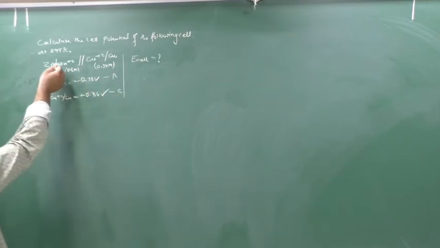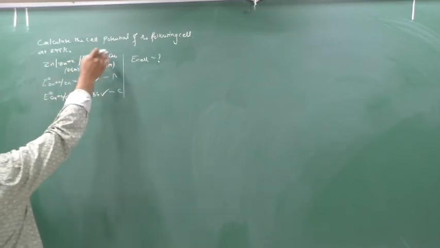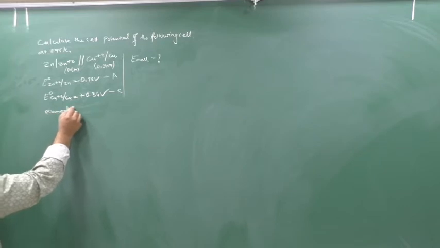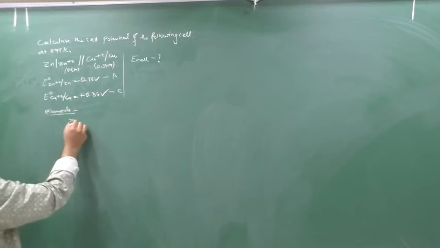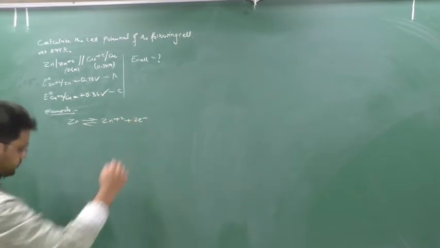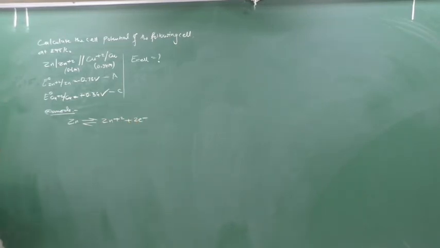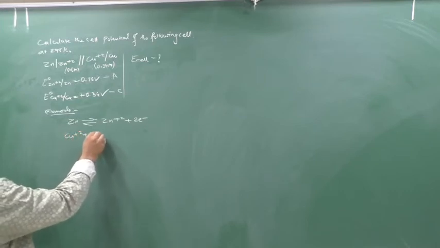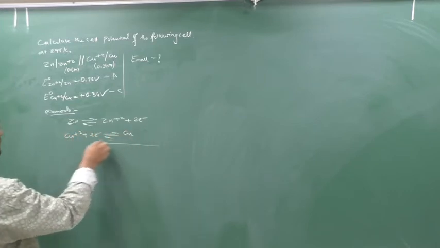If not, you can see here the first portion is anode, another portion is cathode. At anode oxidation will occur. So, we will write down here at anode, Zn forms Zn plus 2 and electron. At cathode, Cu plus 2 plus 2 electron gives Cu.